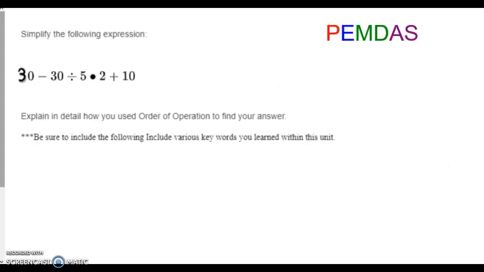All right, let's get to the first question. Simplify the following expression, and we need to use order of operations. I went ahead and put the order of operations over here. Remember, it's PEMDAS, or parentheses, exponents, multiply, divide, add, and subtract. And I color-coded them. So let's look first. Let's see if we have any parentheses. And in this case, we don't. So parentheses is done. Next we look for exponents, and we don't have any exponents, so that's done.